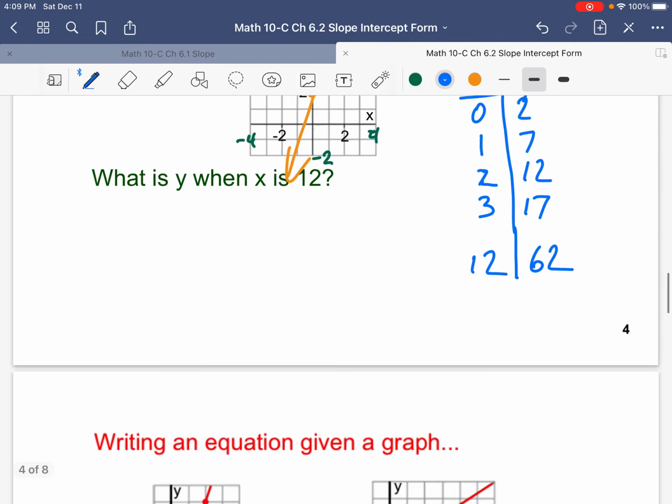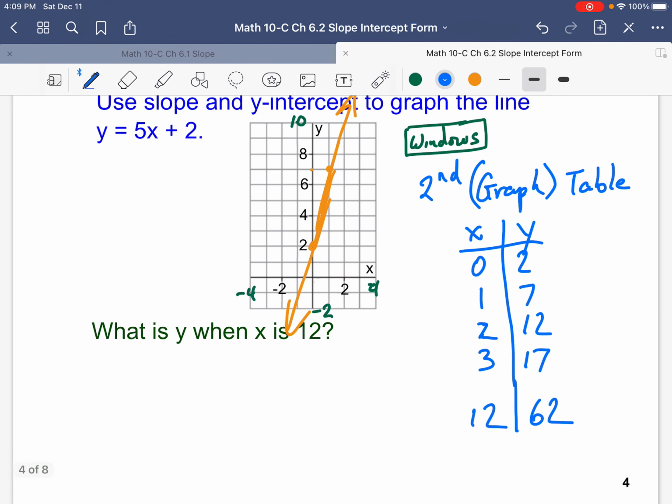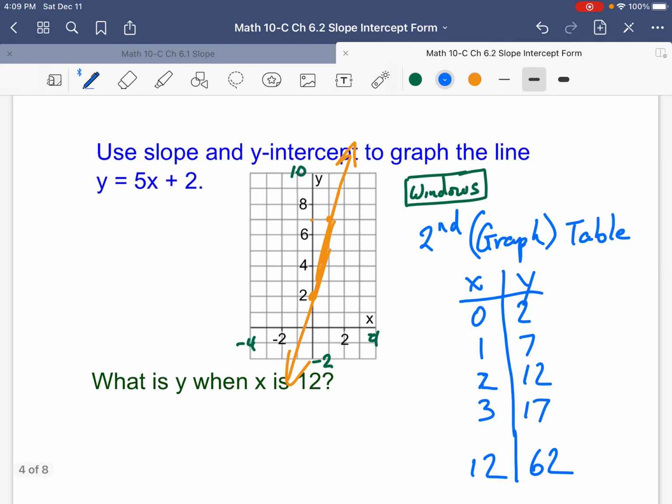So, practice that. If you need to, pause the recording. Do this again on your graphing calculator if you feel comfortable doing it. Okay? Actually, I'm going to end the recording here. We'll continue this on the next video.